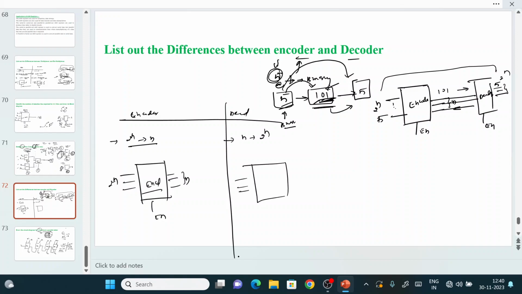So decoding means we will have only n number of inputs, along with the enable line, and we will have 2 power n number of outputs, right? So this is what we call the decoder.